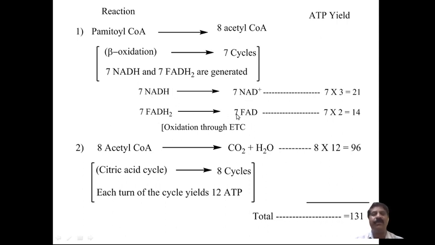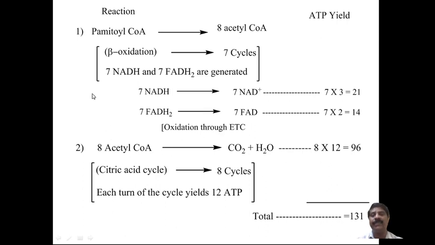Each FADH2 molecule liberates 2 ATP molecules, whereas 1 NADH molecule liberates 3 ATP molecules. Therefore 7 into 2 gives 14 ATP molecules. This is through oxidation through the ETC cycle.